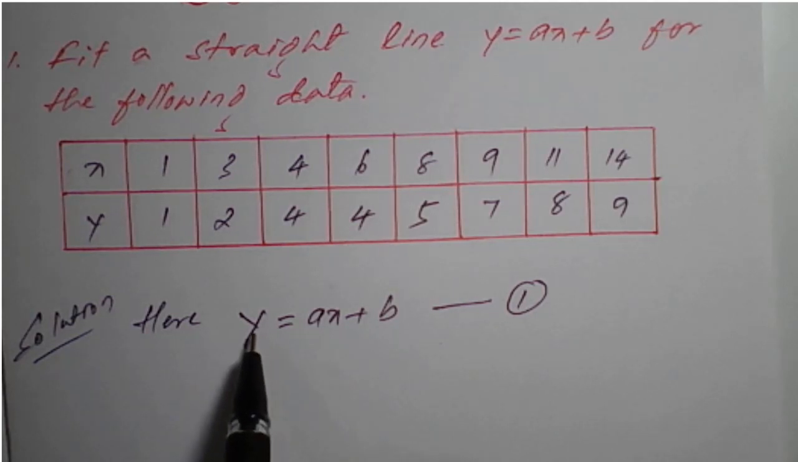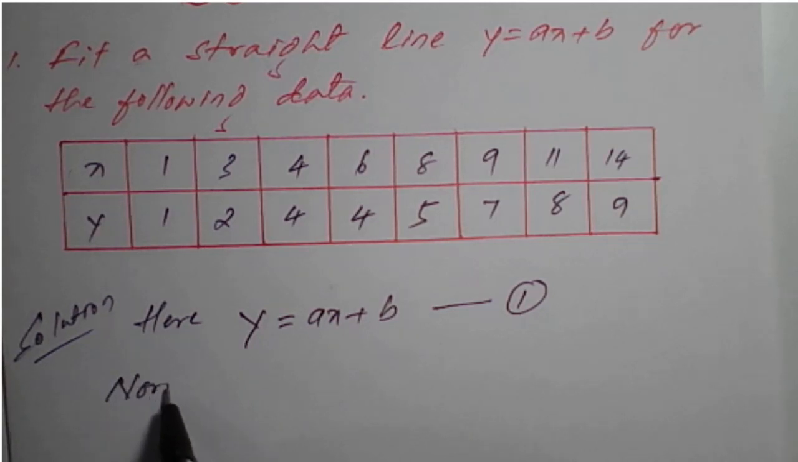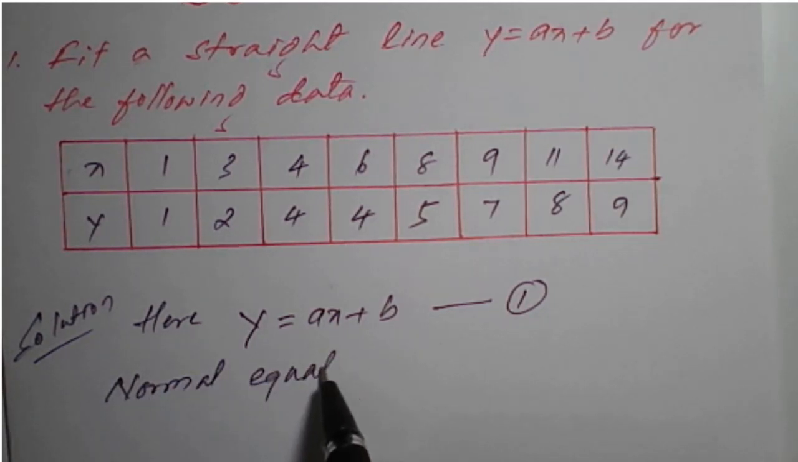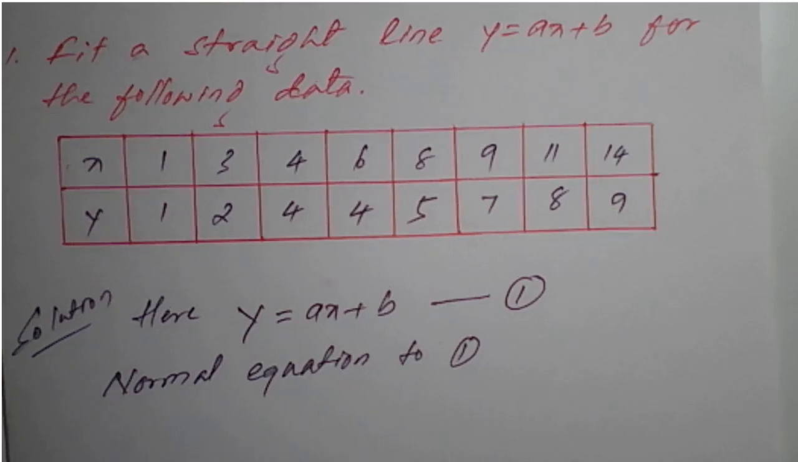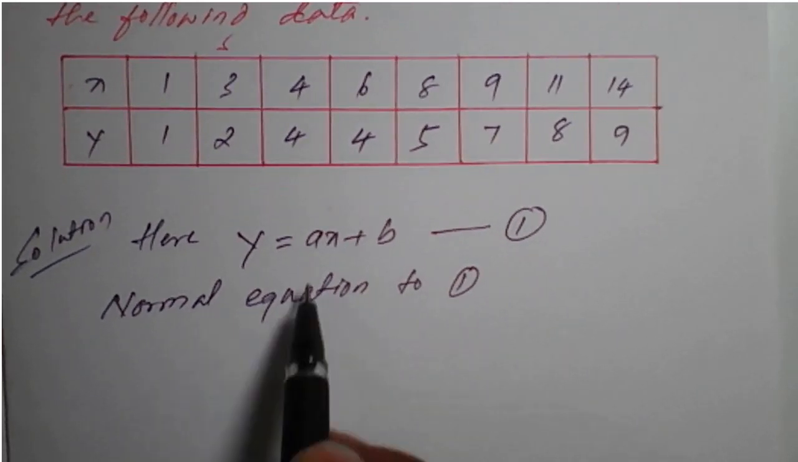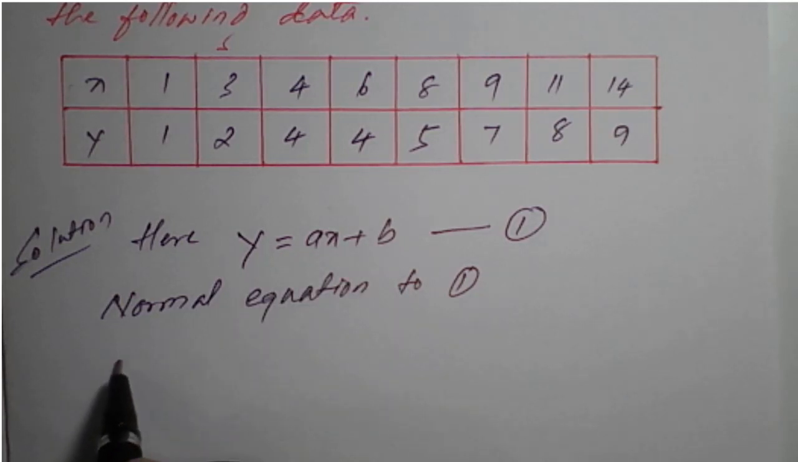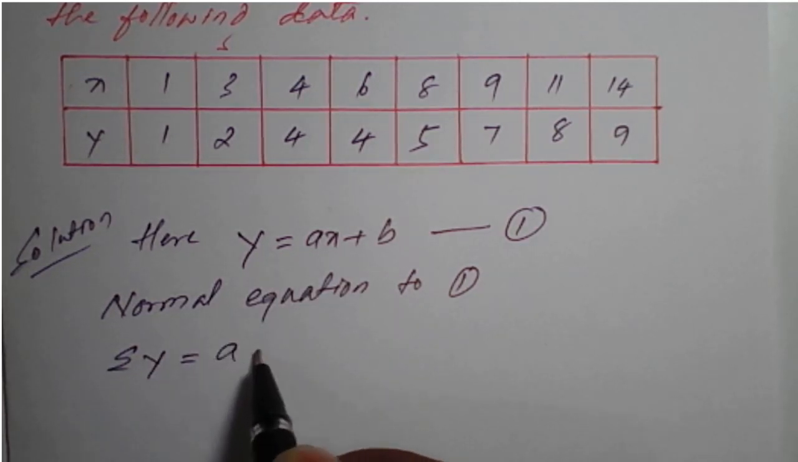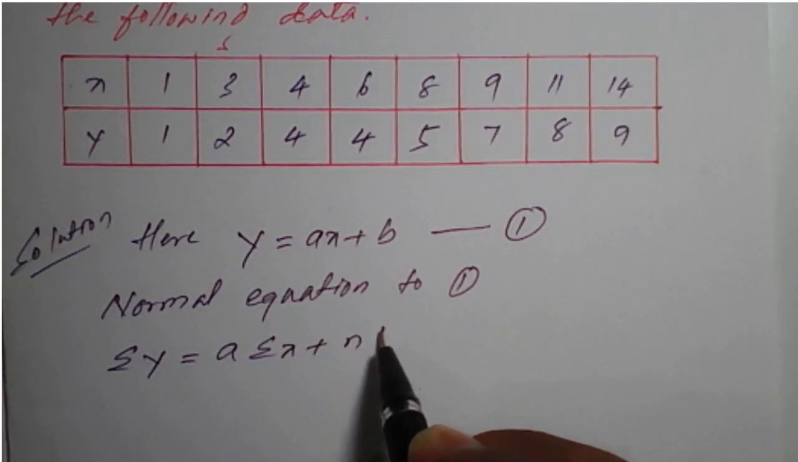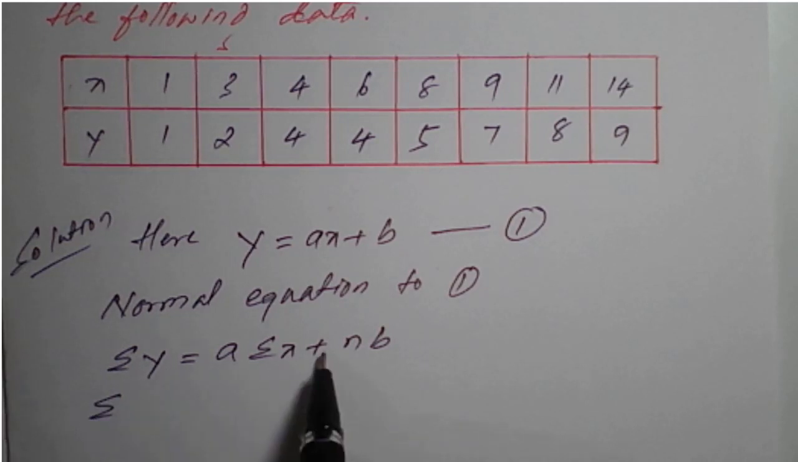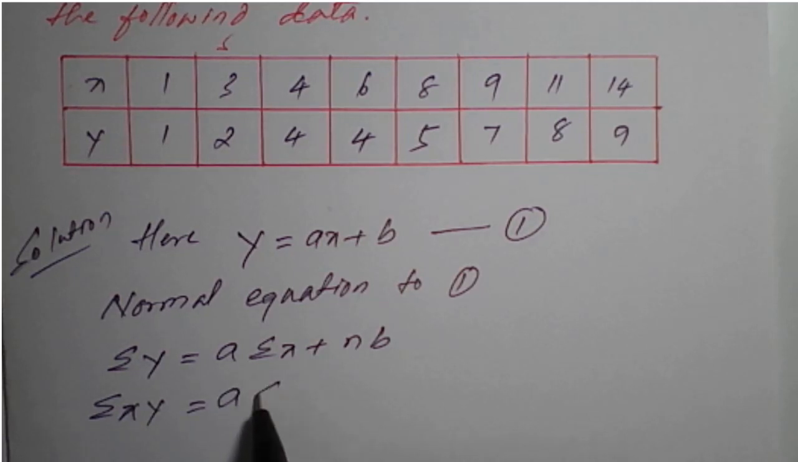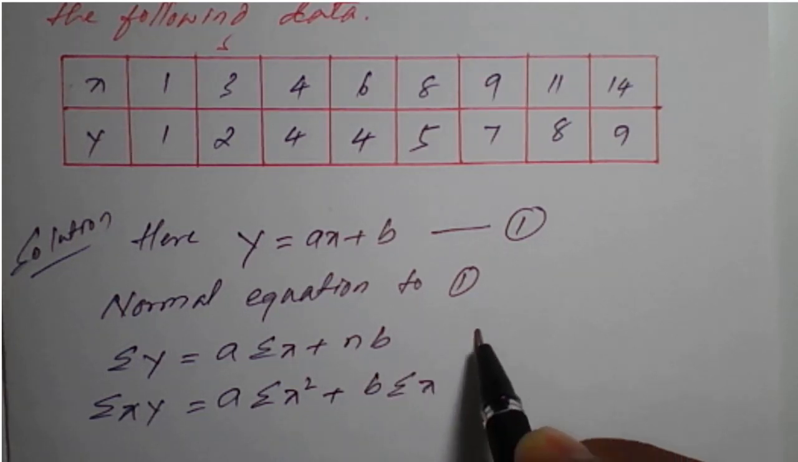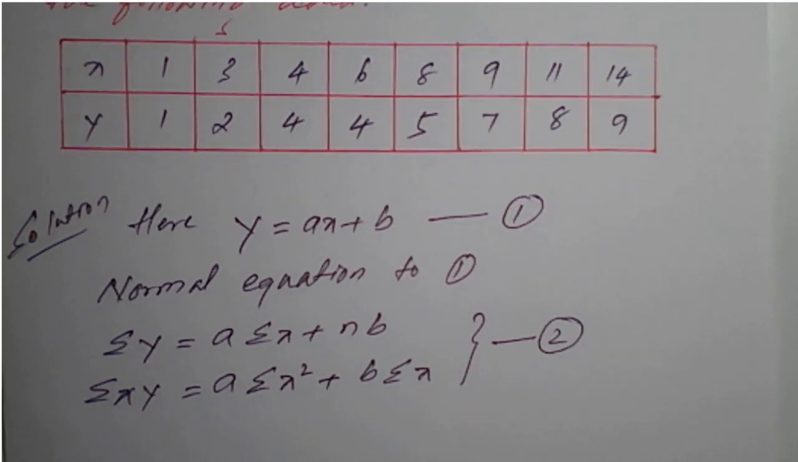Therefore, we have to prepare a normal equation. The normal equation for equation number 1 is: summation y is equal to a into summation x plus n into b, and again we multiply by x, so summation x into y is equal to a into summation x square plus b into summation x. So this is the normal equation we have prepared.